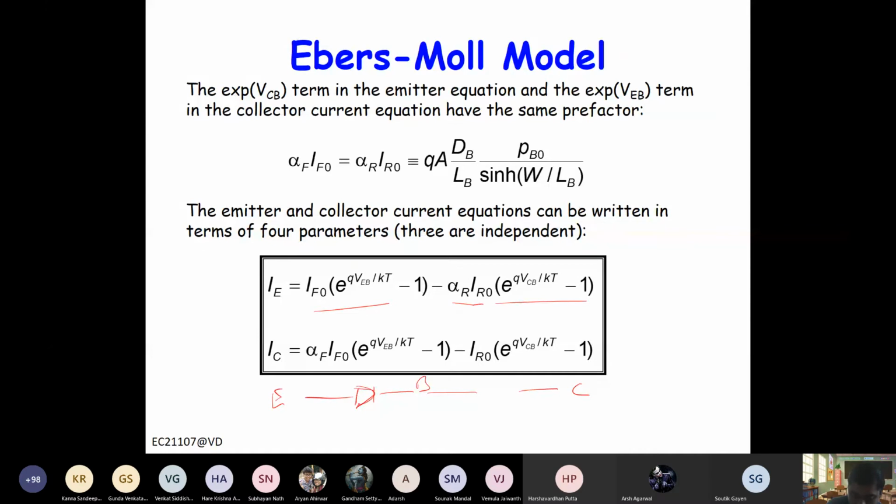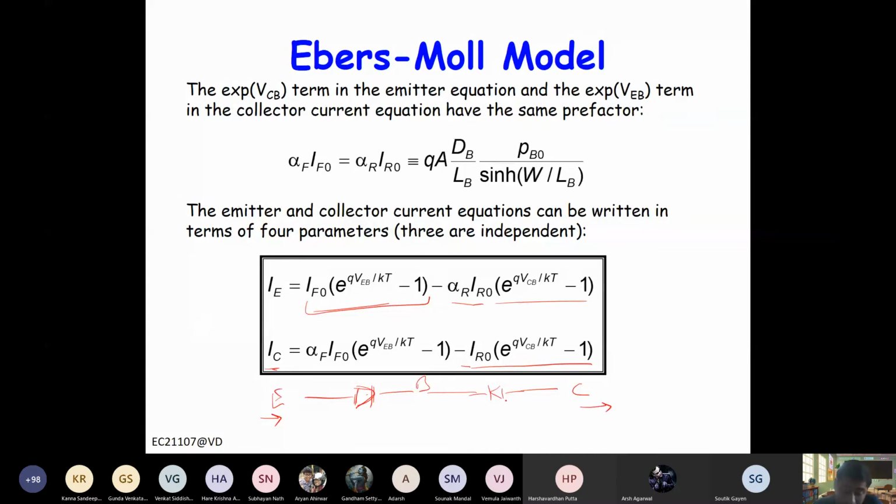So emitter base is like a forward bias junction. Due to VEB, it will have a diode-like characteristic. So this will be IF naught exponential Q VEB by KT. And similarly for IC, it will have a diode-like characteristic. IC will be IR naught exponential Q VCB by KT. And please note the direction of the diode. This is a minus sign, so it will be like this. So this is IE, this is IC.